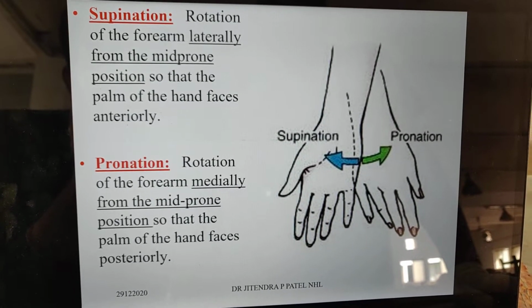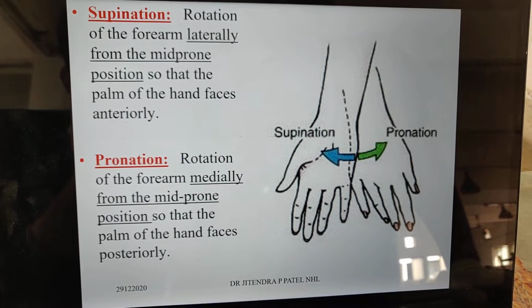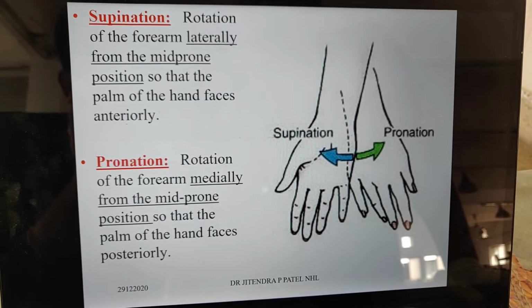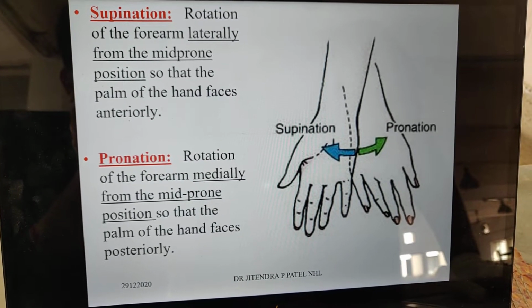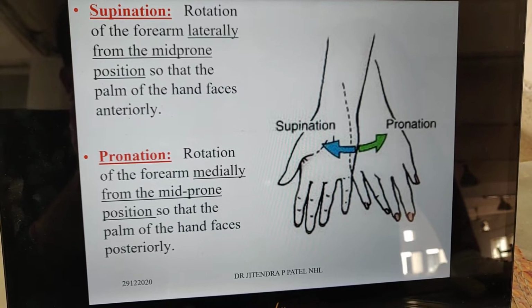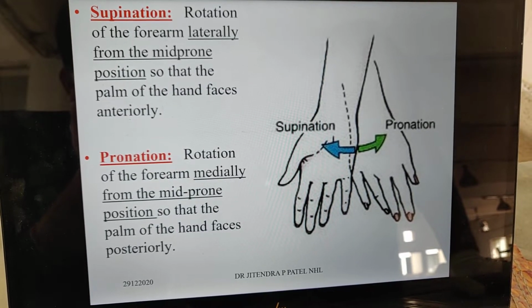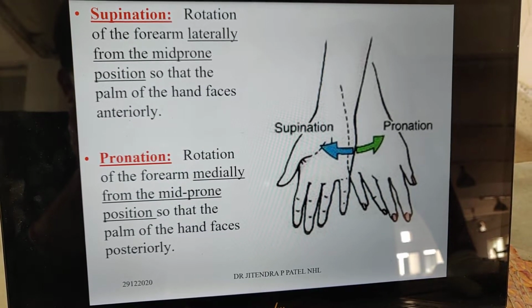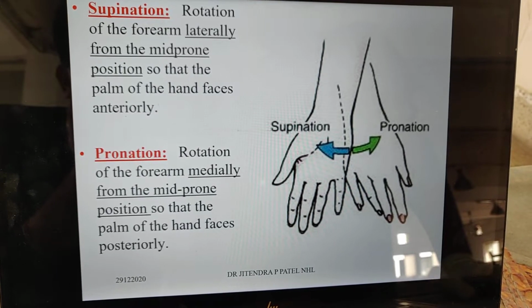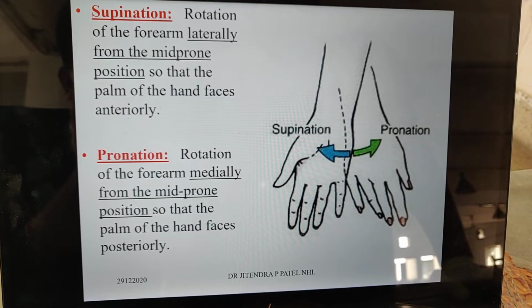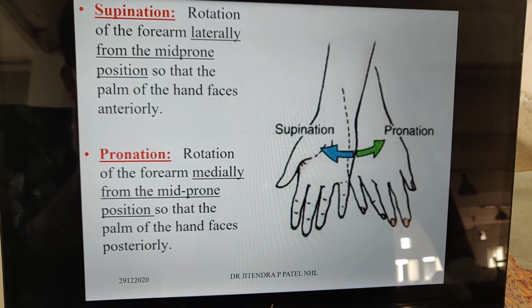Supination and pronation. Supination is the rotation of the forearm laterally from the mid-prone position, so that the palm of the hand faces anteriorly. Pronation is the rotation of the forearm medially from the mid-prone position, so that the palm of the hand faces posteriorly.